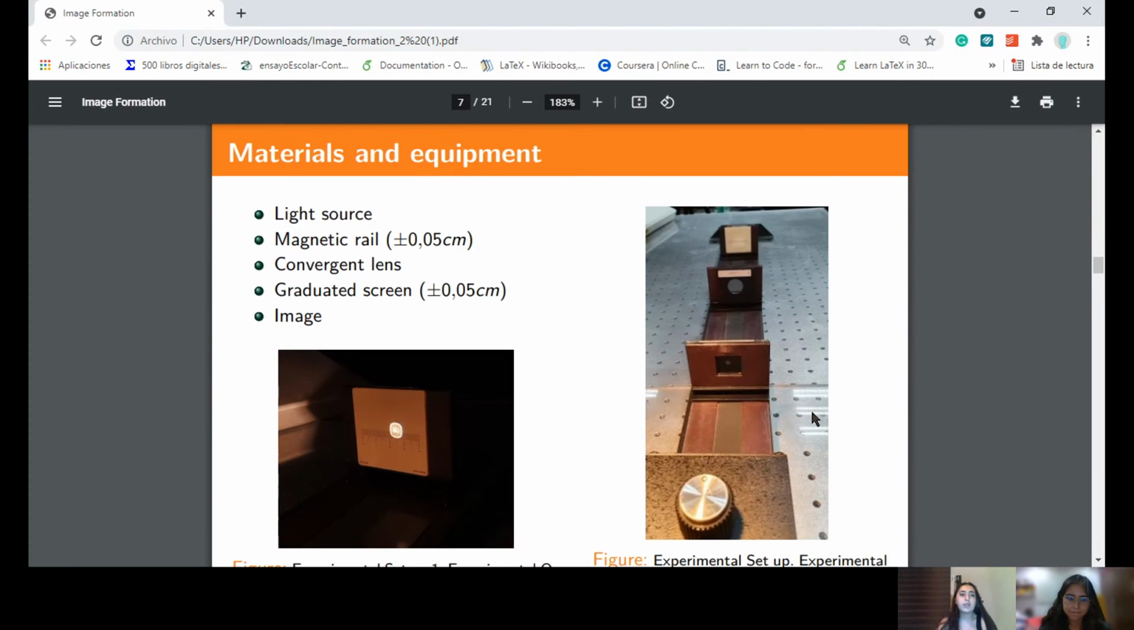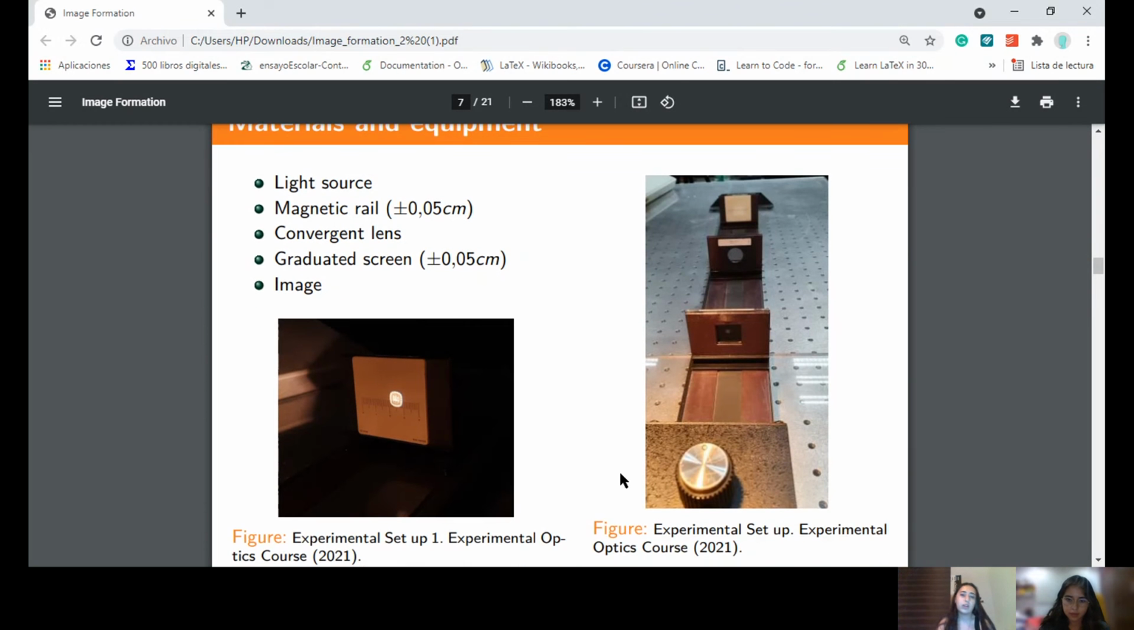For the materials and equipment in this experiment, we used a light source, a magnetic rail, a convergent lens, a graduated screen, and two images, which were a UTLAB shield and a train, or a locomotive. As we can see in the image, which shows the experimental setup, it is arranged on a rail in a straight line. In the first experiment, we used the UTLAB shield, the convex lens was fixed in a position, and the observation screen was moved to obtain a clearer image.